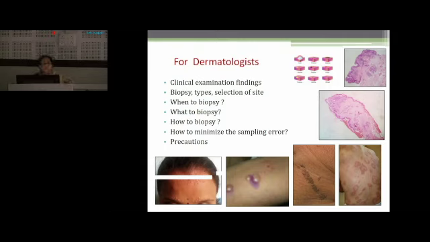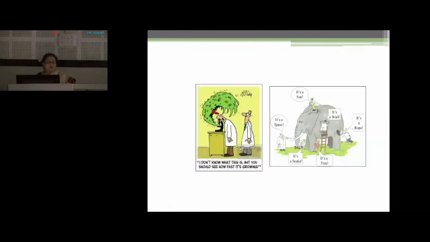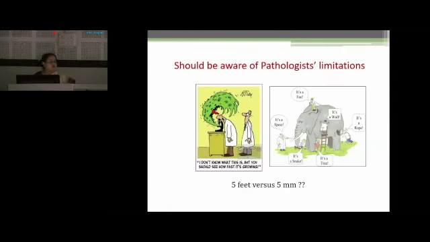Cosmetically important areas like the face should be approached with caution. And the most important thing is that dermatologists must be aware of the limitations of pathologists. After all, they have the whole 5-foot patient with them with all possible clinical information, and we have only 5 millimeters, with all information provided by them only. So if this is all followed, then better results can be obtained.